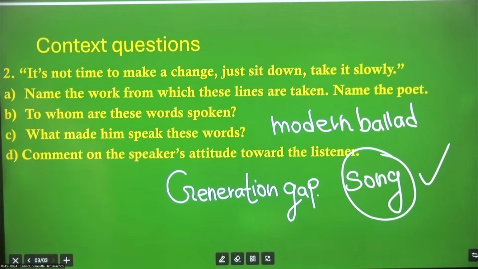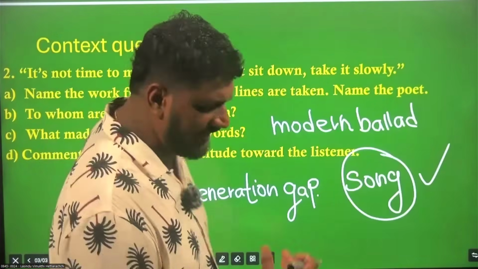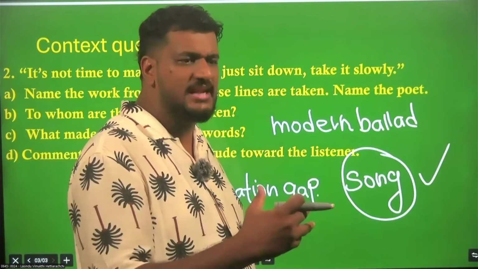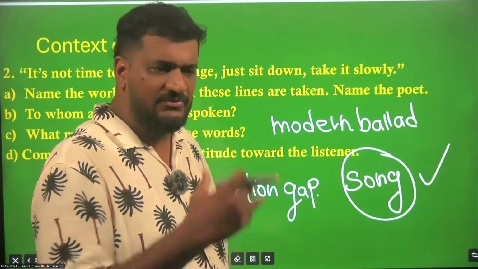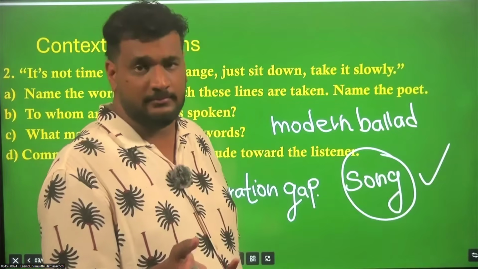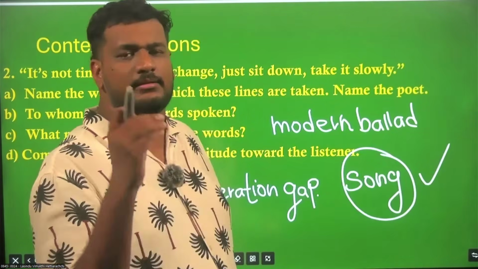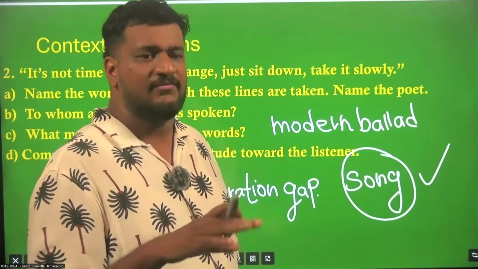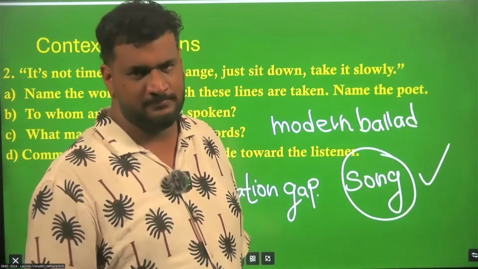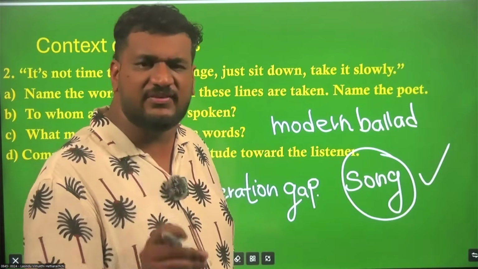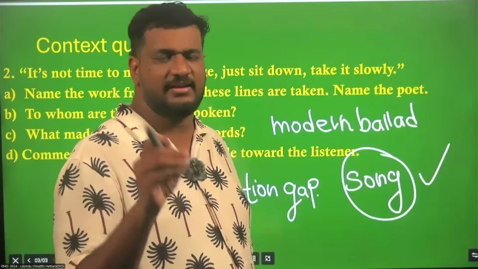So basically, "it is not time to make a change, just sit down, take it slowly." What we can realize here, my dear students, is that the father does not understand the mindset of the child. Father does not understand the whims and fancies of the son. Without understanding the son properly, the father tries to give certain very generalized advice to him. This father does not understand that his son is different from other children. This father never understands that.